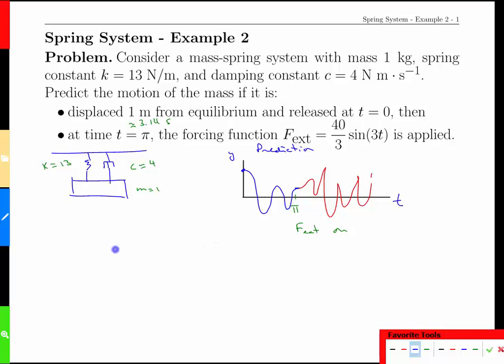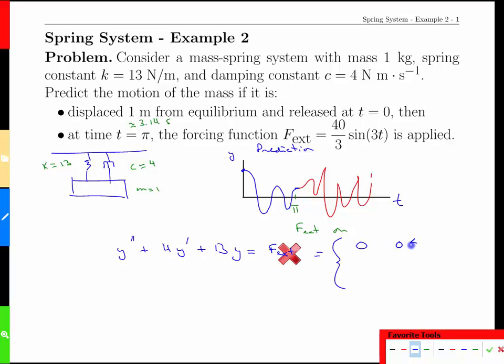From experience, we can write down the left-hand side of our differential equation. We've got mass times acceleration, and mass is just 1. We've got damping times the derivative, and we have 13, the k, times the position, and that equals F external. But let's not call it that right now. Let's go straight to a piecewise function.